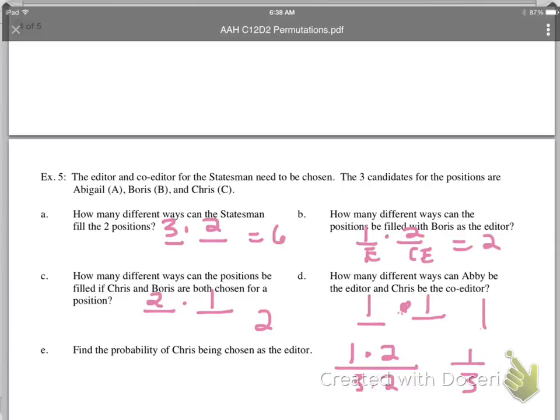The sample space, just so that you have an idea what I mean by sample space. So sample space would be A, B, A, C, so Abby and Boris, B, A, B, C, C, A, and C, B. Now, we're going to have a change in this next slide.